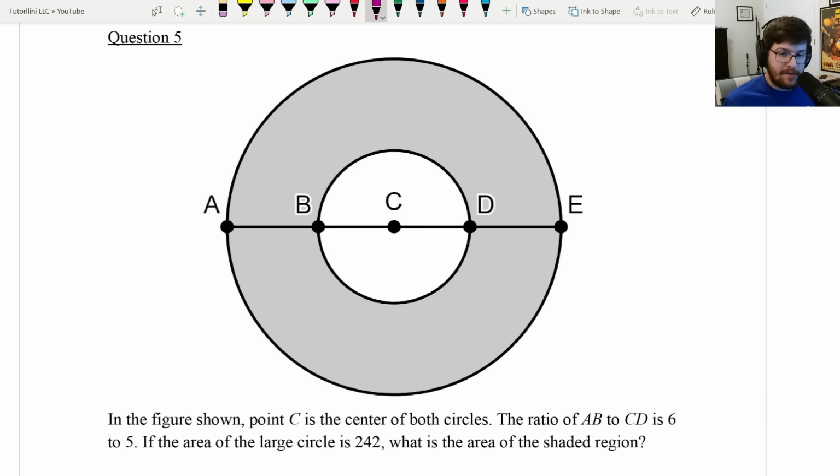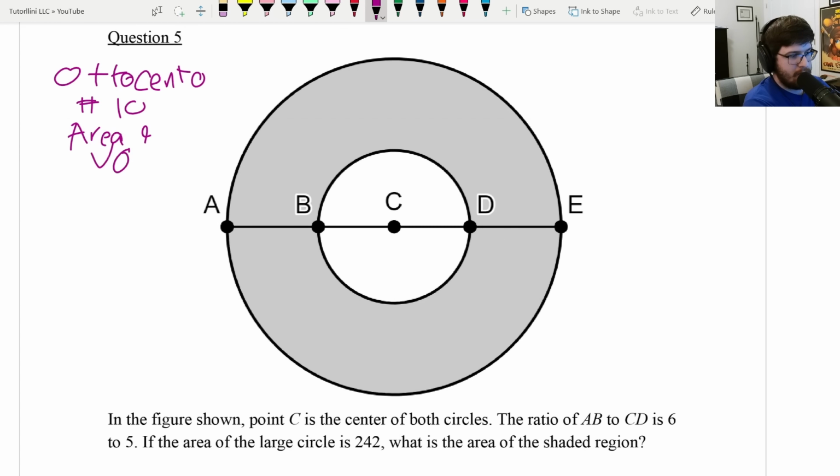Okay, question 5. It's got a lot of stuff going on, but this is primarily a scale factors question. So if you don't know what scale factors are, you need to go watch my Ottocento number 10 on area and volume scale factors. I'll try to put it in a card above. Definitely go check that out because I go over all this in great detail, and I'm just going to kind of assume you've watched it.